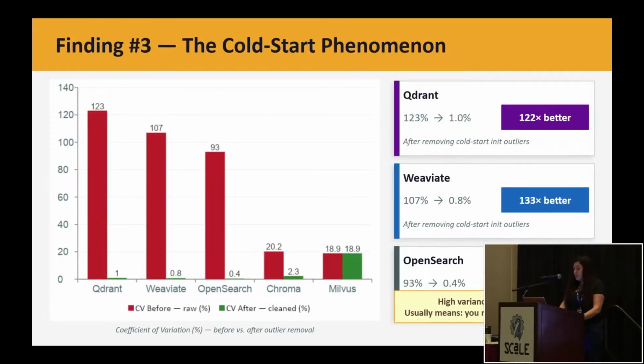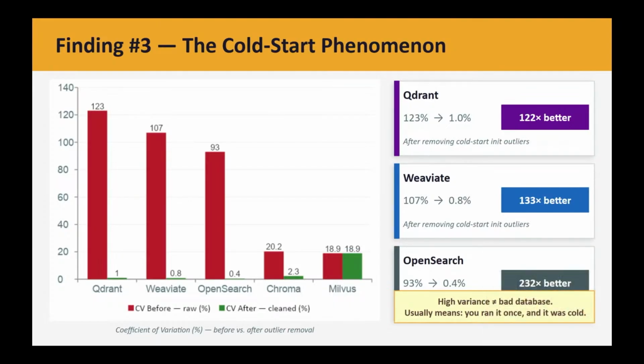And finding number 3, cold start phenomenon. If you look at the red bars, raw ingestion consistency coefficients of variation. Quadrant is at 123%, Weaviate at 107, OpenSearch at 93. And if you saw those numbers from a single run benchmark, you'd probably cross those DBs off your list. But now look at the green bars. It's the same data set after modified z-score outlier removal that we spoke about earlier.